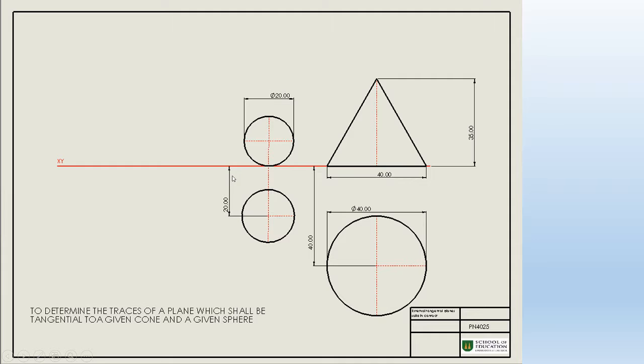As you can see, the center point of the sphere in plan view is 20 mm below the XY line, and the center point of the cone in plan view is 40 mm below the XY line. Your first step is to draft up the plan and elevation on your page with the appropriate dimensions. Do this in a 2B pencil. Once this has been done, you are ready to start the question.